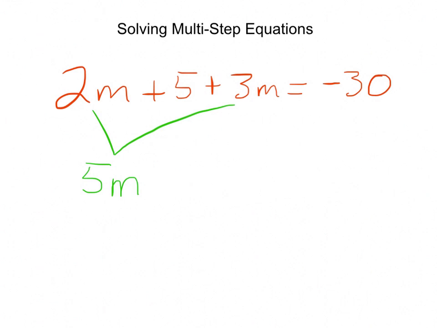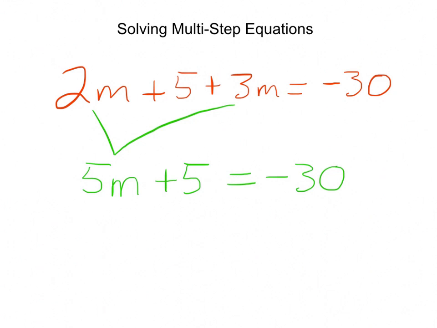So now we're going to bring down everything that we haven't used yet, so we have 5m plus 5 equals negative 30. And now if you look at what we have left, this is now just a two-step equation, which is something that you guys have had a lot of practice solving already. So let's go through the rest of this and we'll finish up this problem.